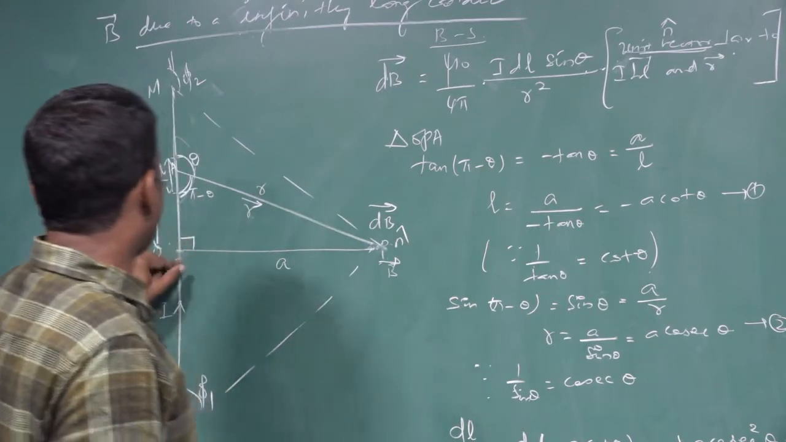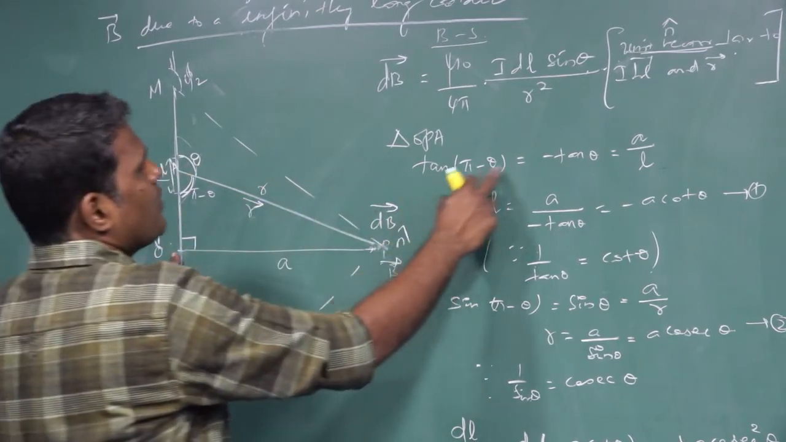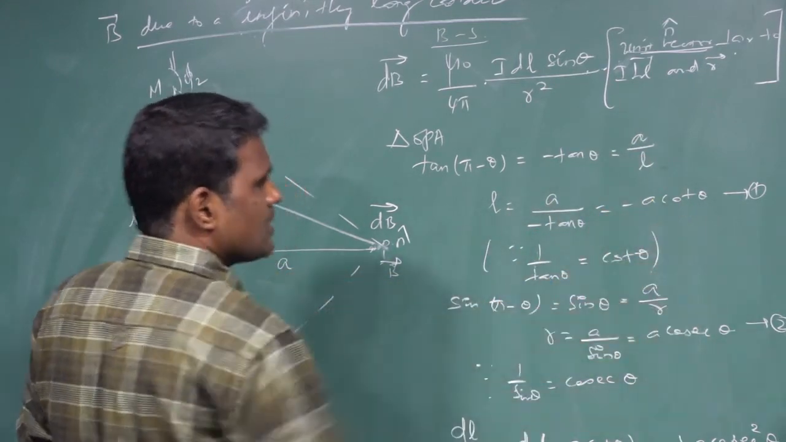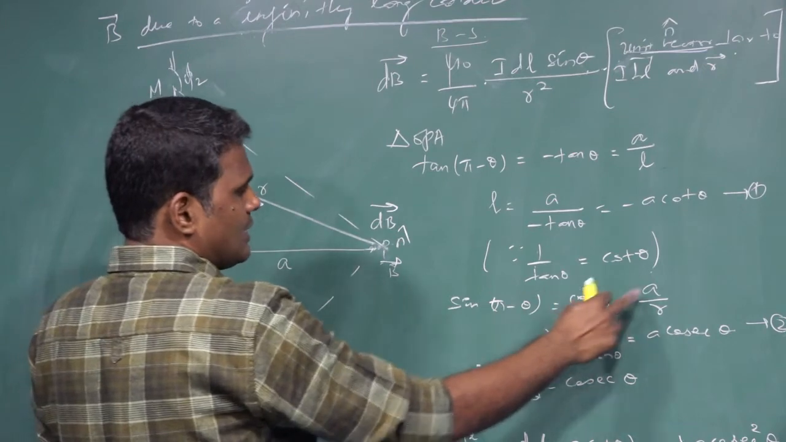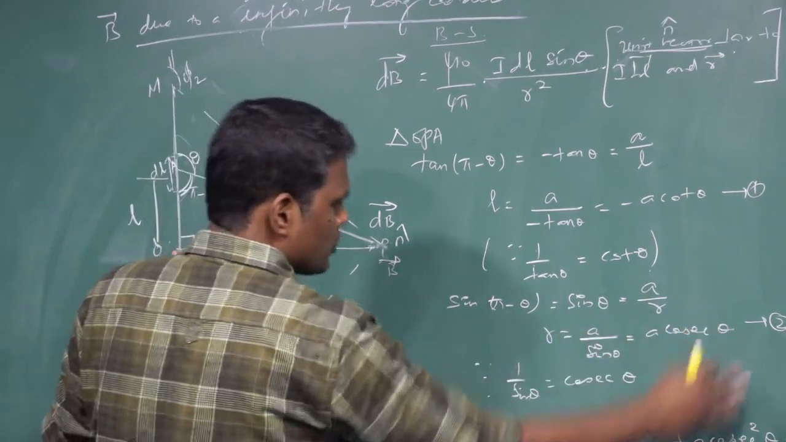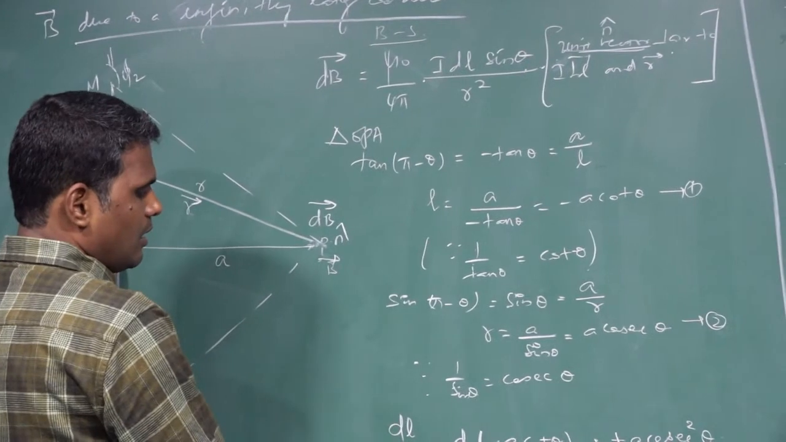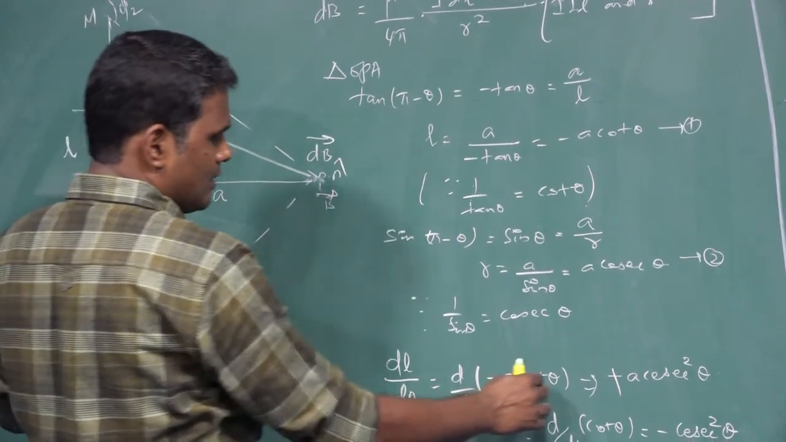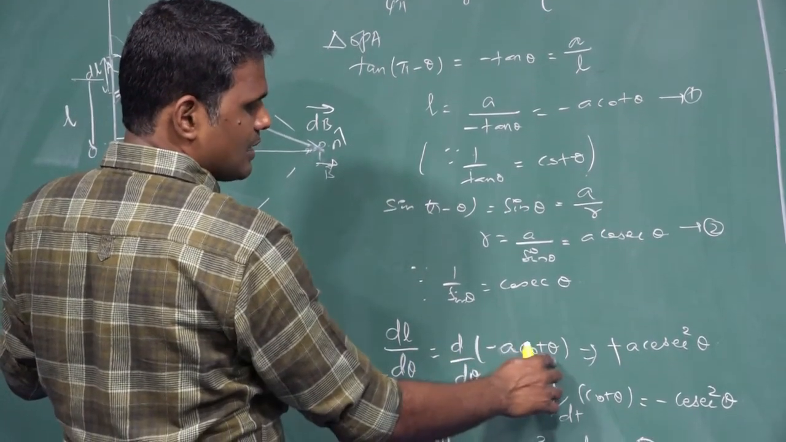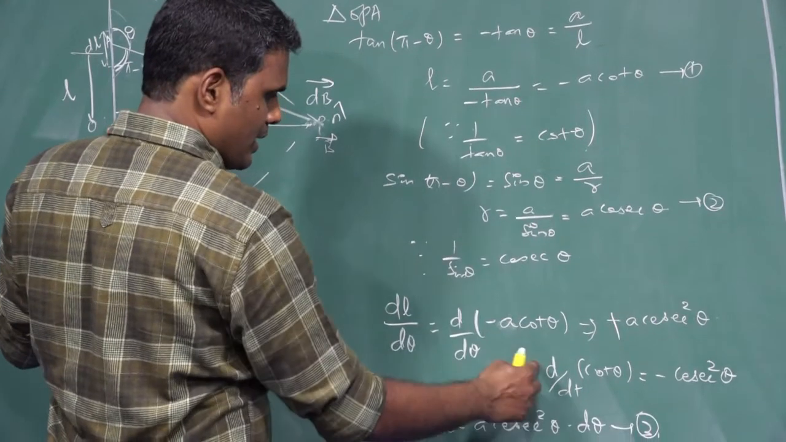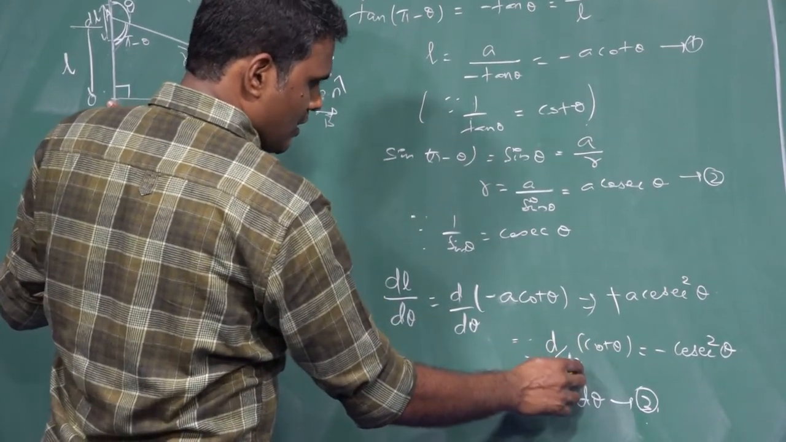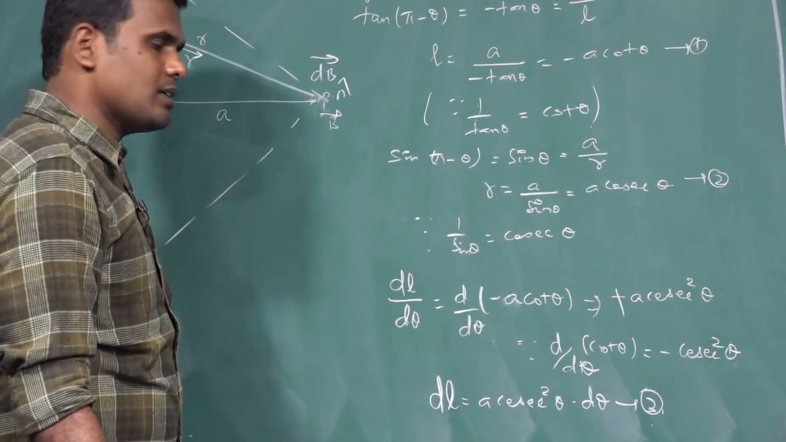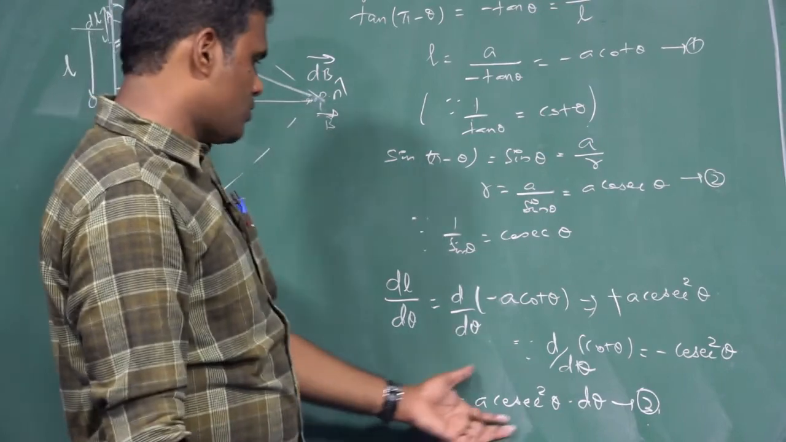So in the triangle OPE, tan of pi minus theta, actually you can just go through it, is minus tan theta, which is a by l, from which l is calculated as minus a cot theta. Sin of pi minus theta is sin theta, which is equal to a by r, so r is a cosecant theta. Now dl is obtained by differentiating l with respect to theta. So dl by d theta is d by d theta of minus a cot theta, which is a cosecant square theta, because d by d theta of cot theta is minus cosecant square theta. So dl is a cosecant square theta d theta.